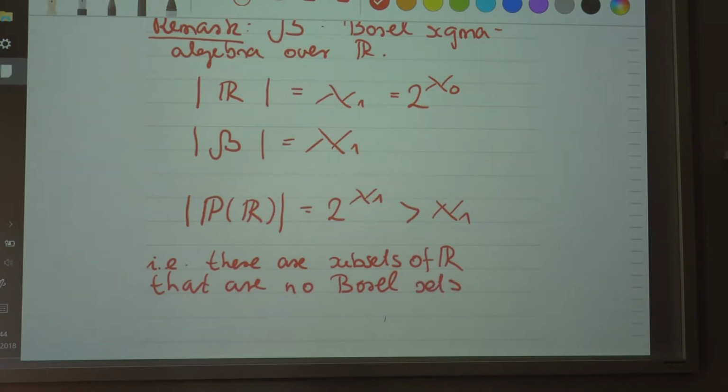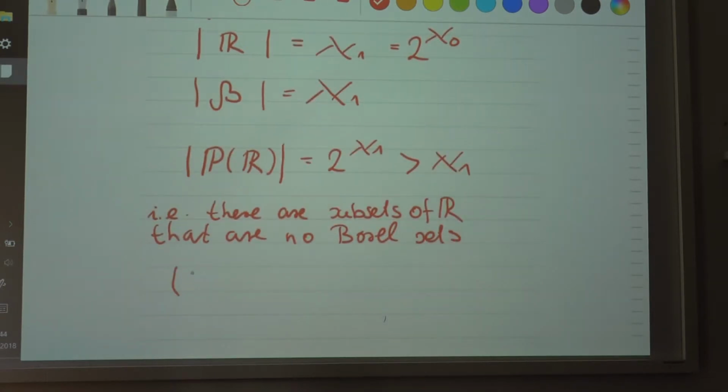A Borel set is an element of the Borel sigma algebra. This is something that I didn't tell you. So the Borel set is an element of the Borel sigma algebra, okay? So since the cardinality of the power set of the set of real numbers is strictly greater than that of the Borel algebra, this implies that there exist some subsets of the set of real numbers which are not Borel sets, which are not elements of the Borel algebra.